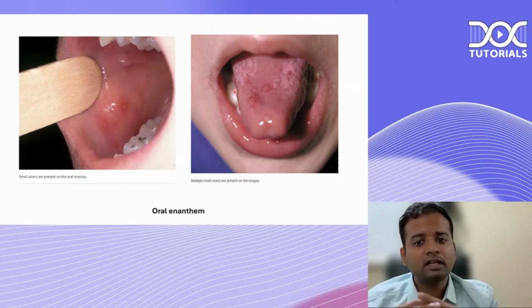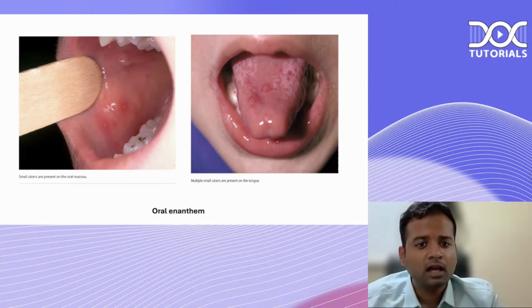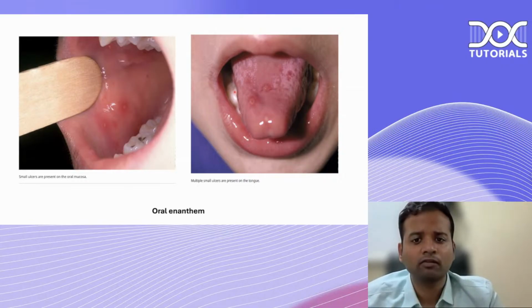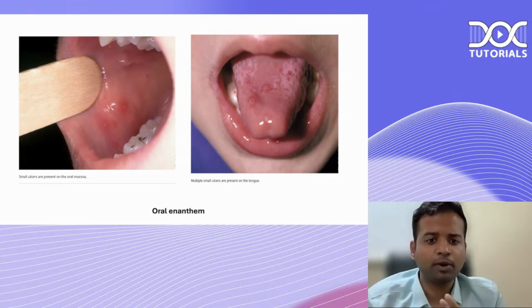And another clinical clue, if it is herpes simplex gingivostomatitis, it will involve the gingiva. HFMD most commonly will not involve the gingiva and will be present anterior to the tonsils, in the buccal mucosa and the tongue. That is the important clinical clue.